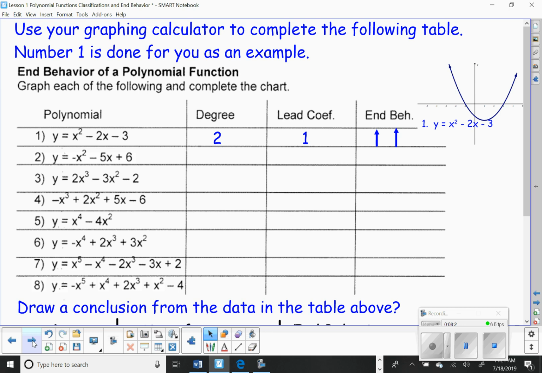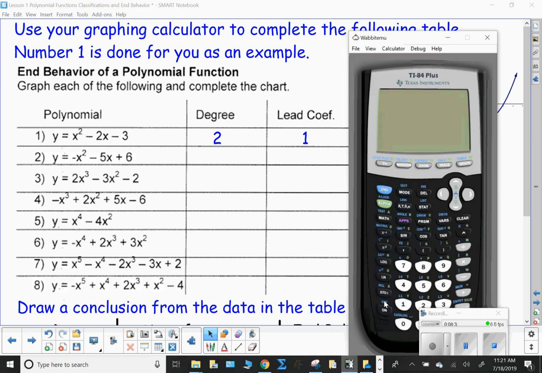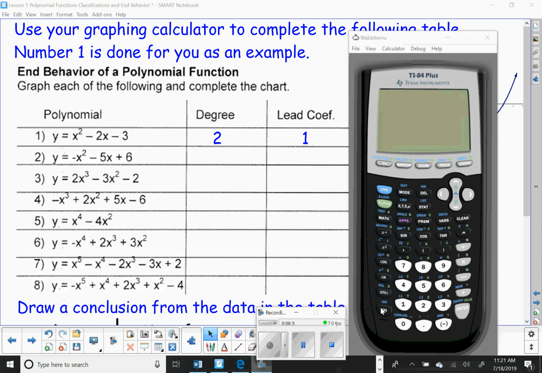Now, use your graphing calculator to complete the following table. Number 1 is done for you as an example. Here, I'm going to do the graphing calculator down here. Bring it up. Okay. What you're being asked to do is to turn your graphing calculator on, clear stuff that's there, and simply type these in. So we get x squared minus 2x minus 3. Then when you graph it, okay, it looks like this.